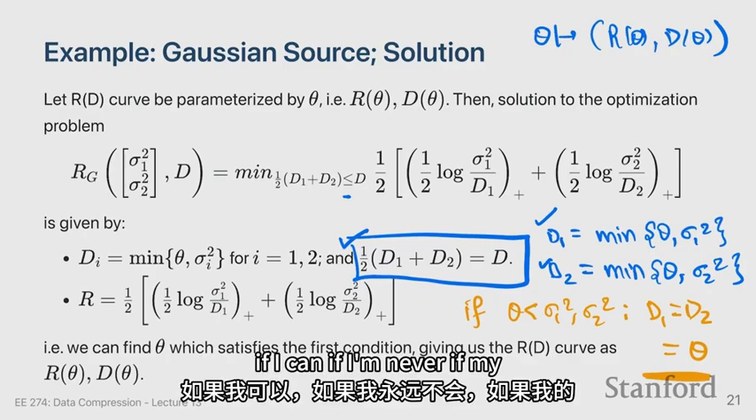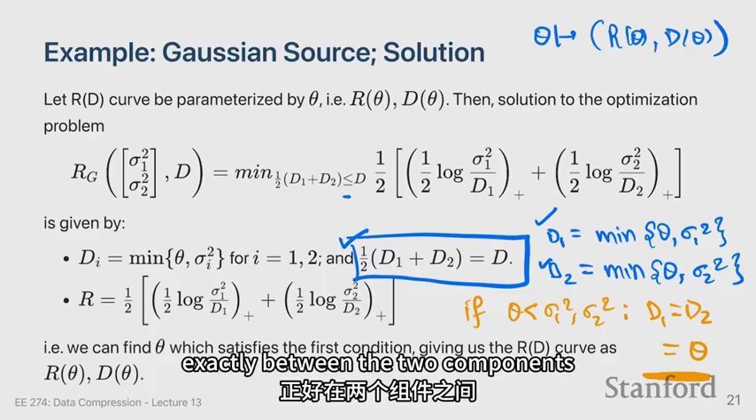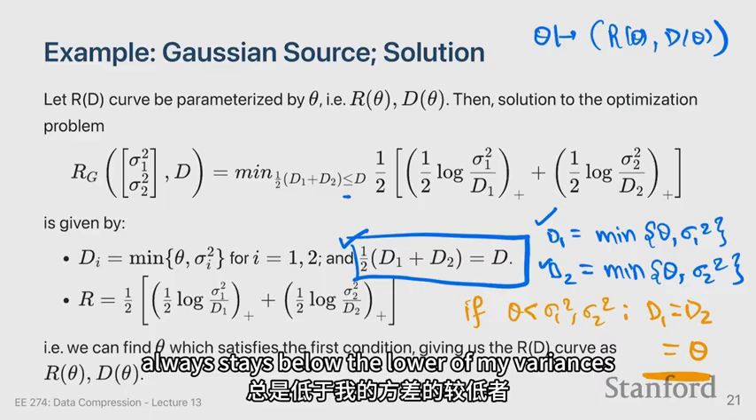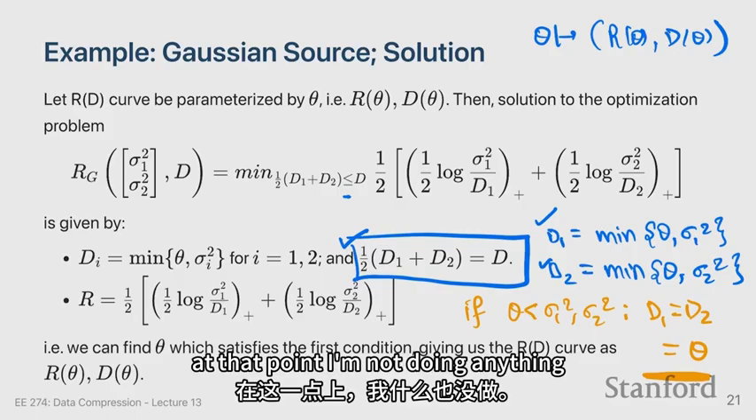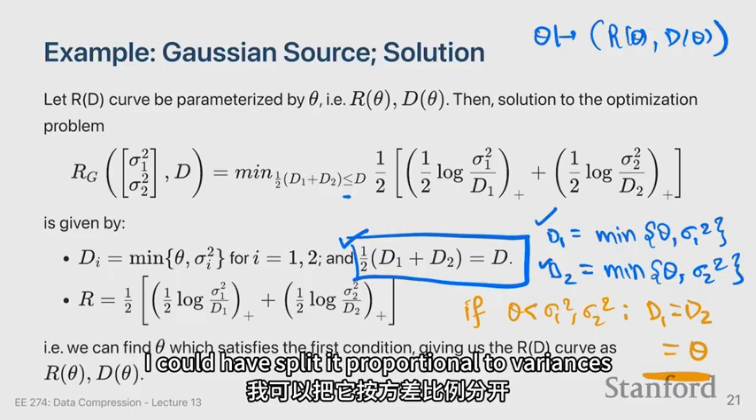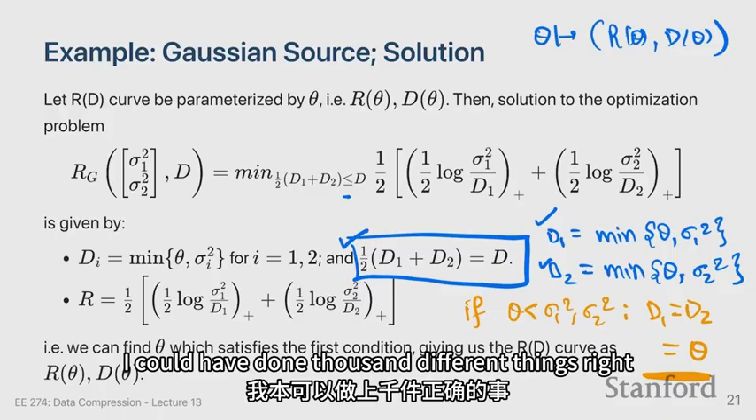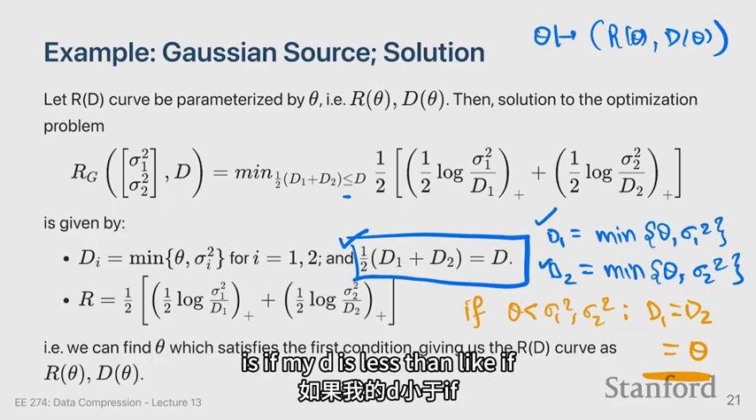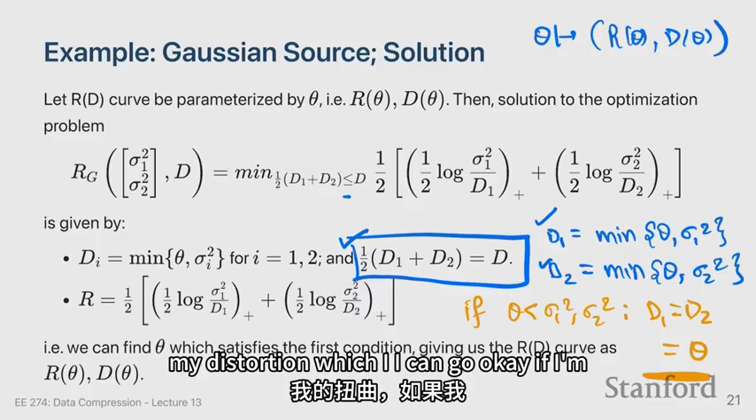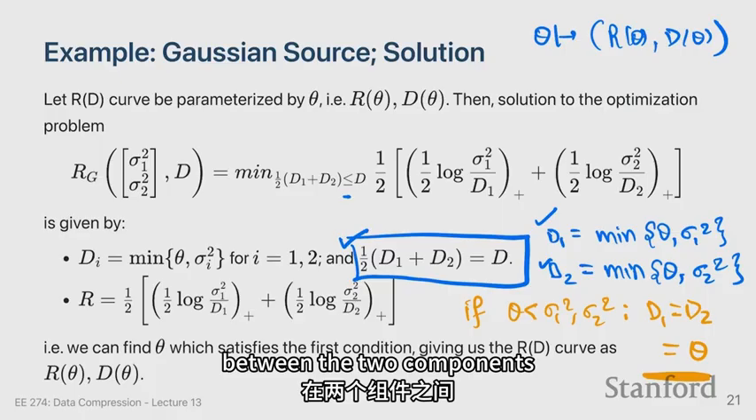Which is, if my splitting my distortions exactly between the two components always stays below the lower of my variances, then just split it equally. At that point, I'm not doing anything. I could have done anything. I could have split it proportional to variances. I could have split it inversely proportional to variances. I could have done 1,000 different things, right? But you can show mathematically the optimal solution is, if I can actually split my distortion equally between the two components, let's just do that.